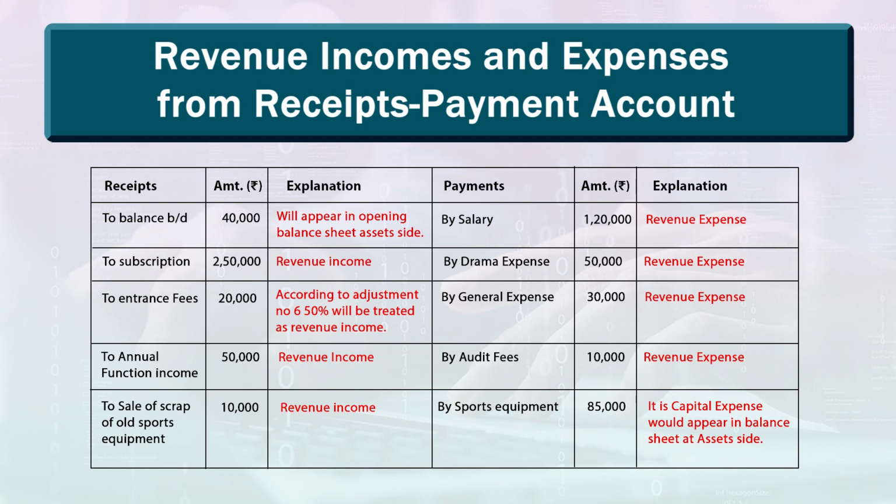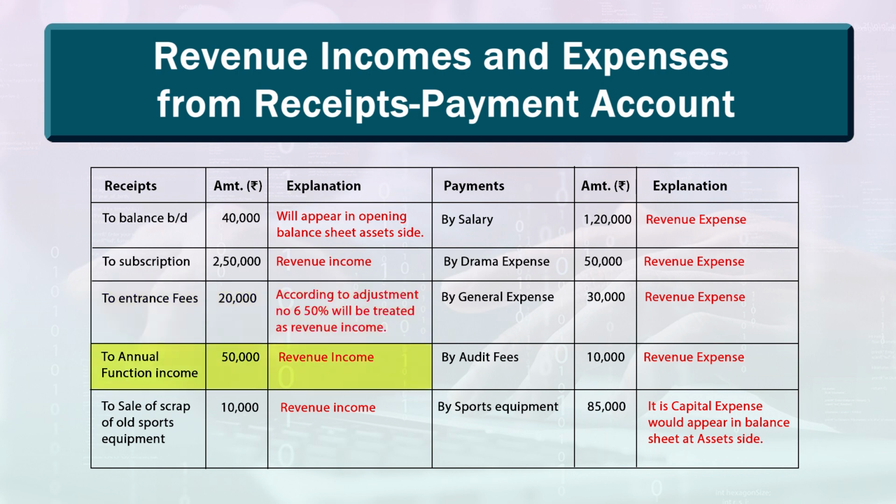Let us start with the receipt side of the account. The first entry is balance brought down of rupees 40,000. It will appear in opening balance sheet at the asset side. Then there is subscription of rupees 2,50,000. It is a revenue income. After that, there is entrance fees of rupees 20,000. According to the adjustment number 6, 50% will be treated as revenue income.